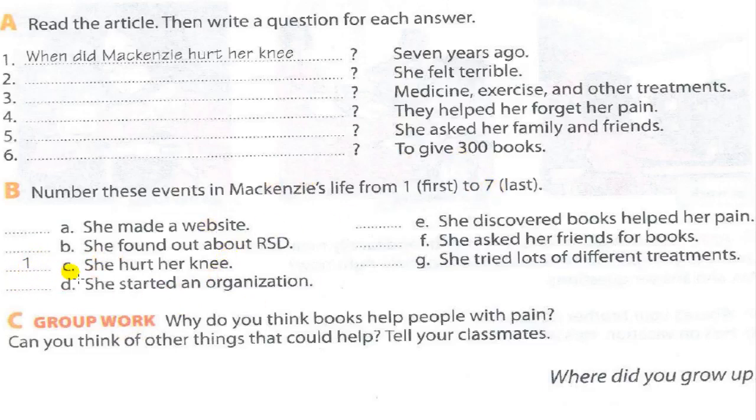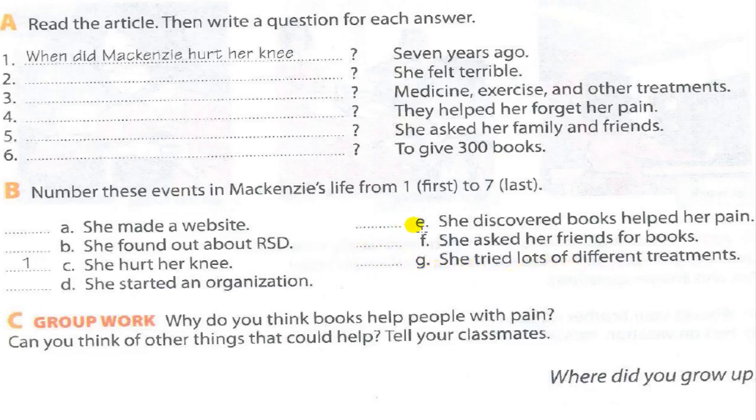1, C: she hurt her knee. Number 2, then what happened? B: she found out about RSD. So B, this is number 2. Three, G: she tried lots of different treatments. 3, G.